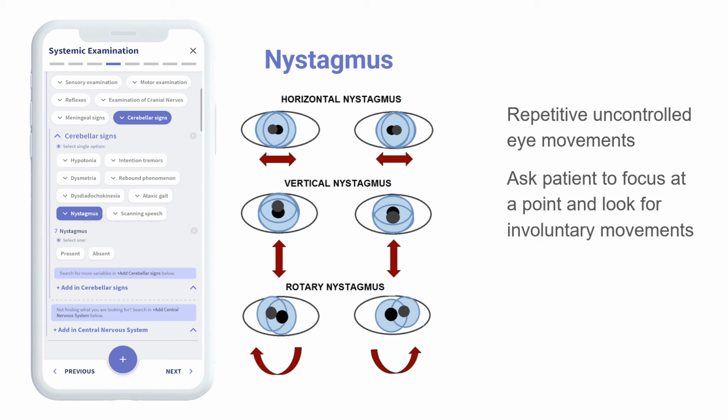Nystagmus is repetitive, uncontrolled movements of the eyeballs, which result in depth perception and can affect balance and coordination. With the patient in sitting position, hold a finger in front of the patient at eye level, at arm's length from the patient. Ask the patient to focus on the tip of the finger. Look for any involuntary movements in the eye. Then move the finger to either side and repeat.